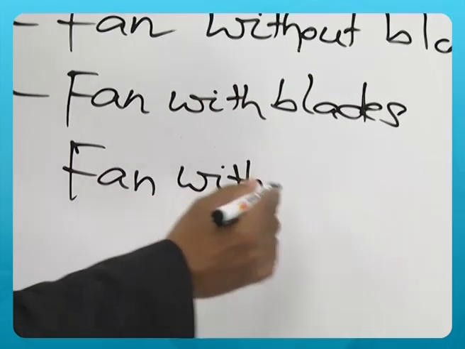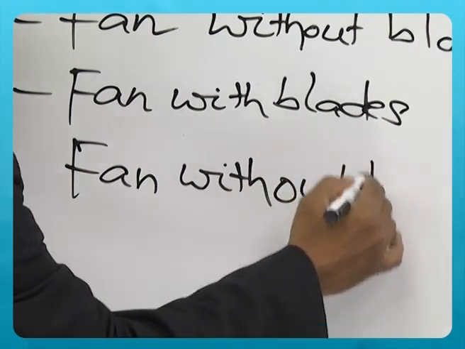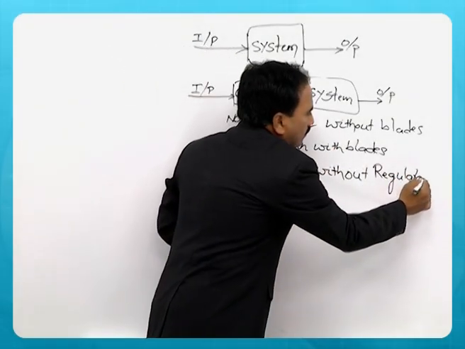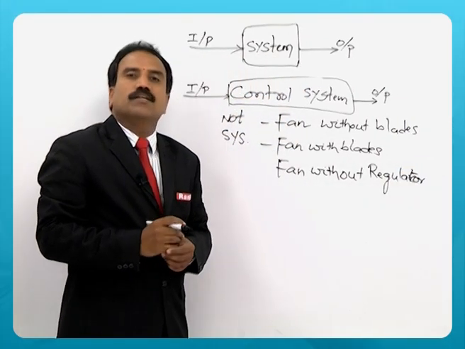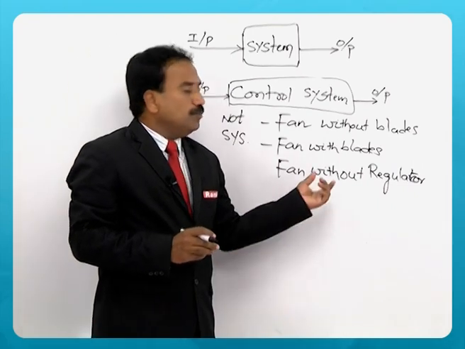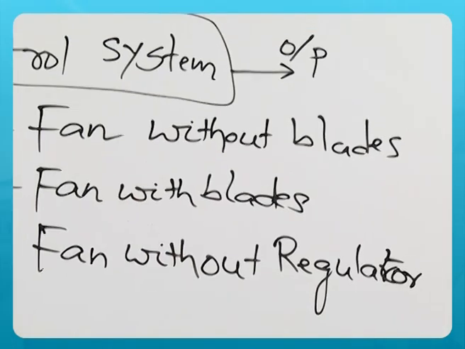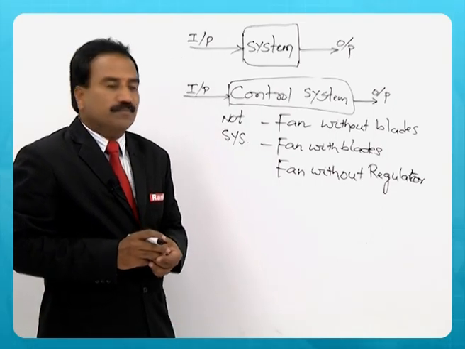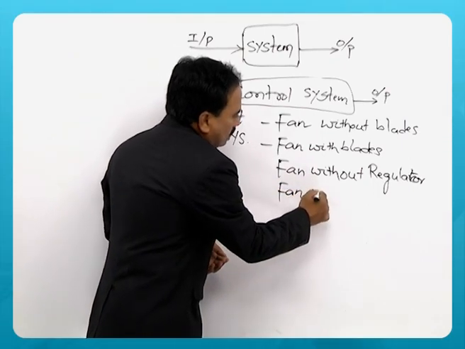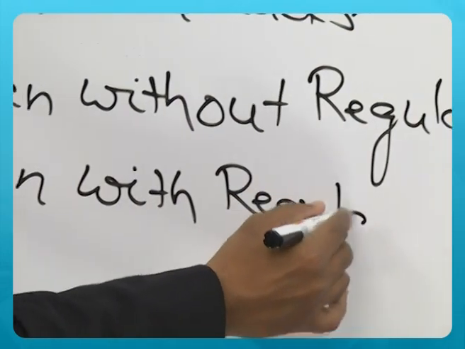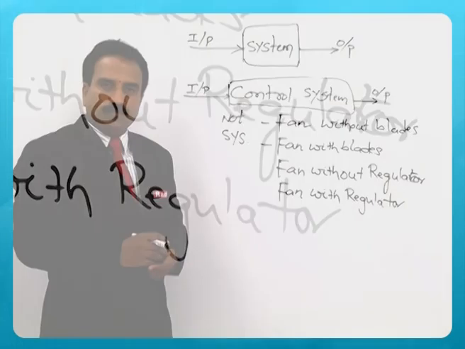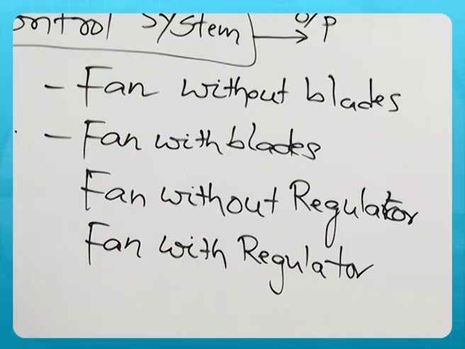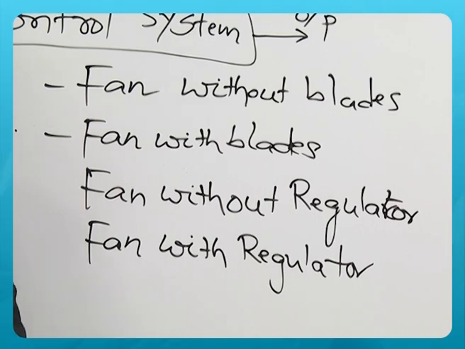A fan with blades, of course, without a regulator, is also a system, but I cannot call it a control system because the output of the fan is speed, and that speed cannot be controlled without a regulator. So, I cannot say that it is a control system, but it is a system. Now, a fan with a regulator is a control system because that speed can be regulated. You can get different speeds by changing the position of the regulator.